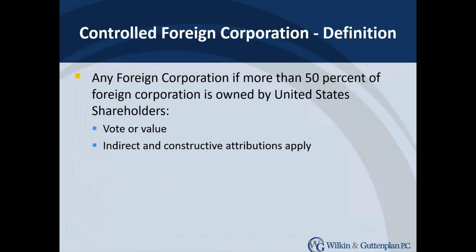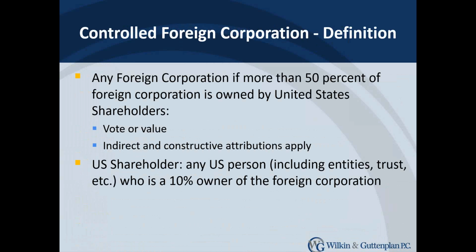It's important to note that indirect and constructive attribution rules apply here. And then the second question that comes to mind after you see this definition is, what is the definition of a United States shareholder? A United States shareholder is any person, including entities, trusts, or businesses, who is a 10% owner of the foreign corporation. So, Darko, does that mean if you're talking about an individual, do they have to be a U.S. citizen? They do not need to be a U.S. citizen. This can be a U.S. resident also. So therefore, any green card holders will be subject to these rules as well.